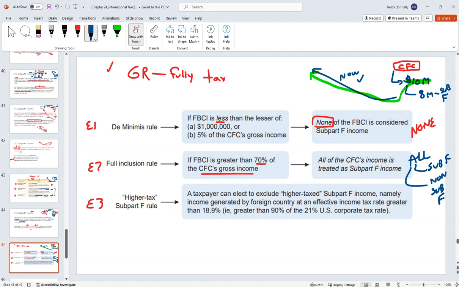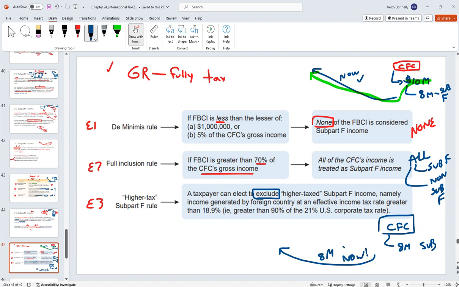And then finally here, the higher tax subpart F rule says, look, a taxpayer can exclude higher tax subpart F income, that is to say, income generated by a foreign country at an effective income tax rate greater than 18.9%. That is to say, 90% of the 21% US corporate tax rate. What does this mean? Say you have a CFC over here, and they have 8 million in sub F. You would think, as a general rule, we got to bring back all 8 million, it's taxable now. That is correct.